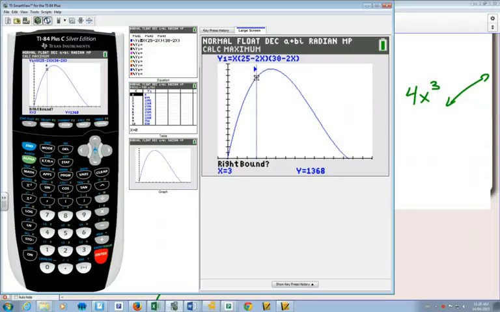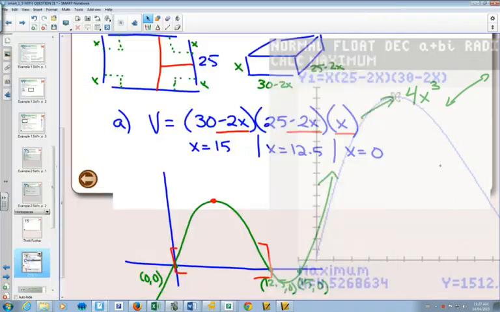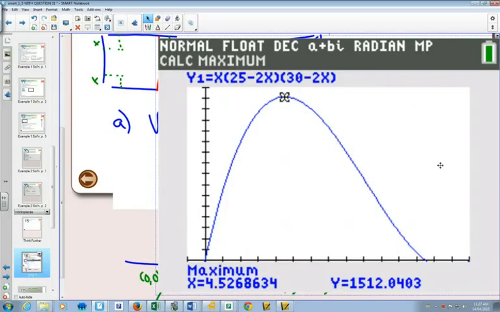And if I go past it now to the right, because it's asking for my right bound, I'm going to just type in 7 because that's quicker. Now my maximum is in between those two arrows. So if I push enter again, it tells me my maximum is when x is 4.52, and my y, which is my volume, is 1512.043. So you just draw your calculator screen on your paper on a test, and then you're done.